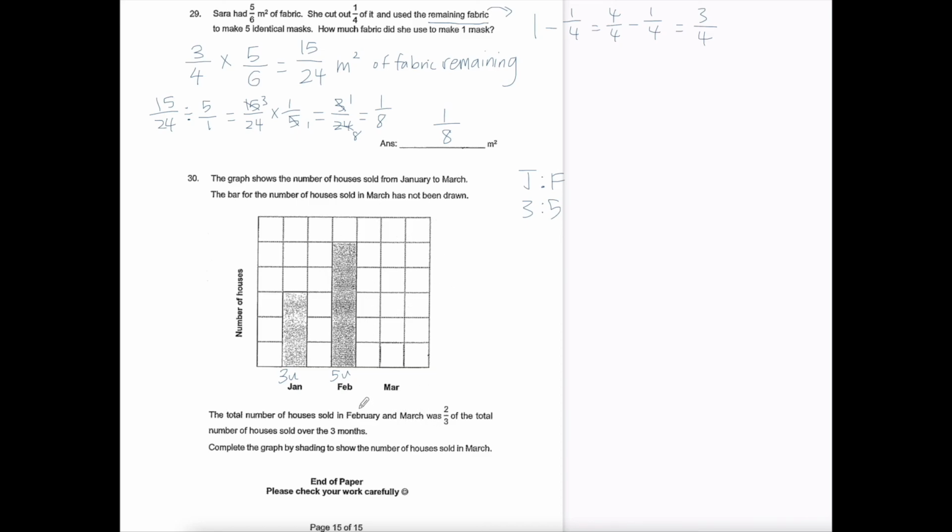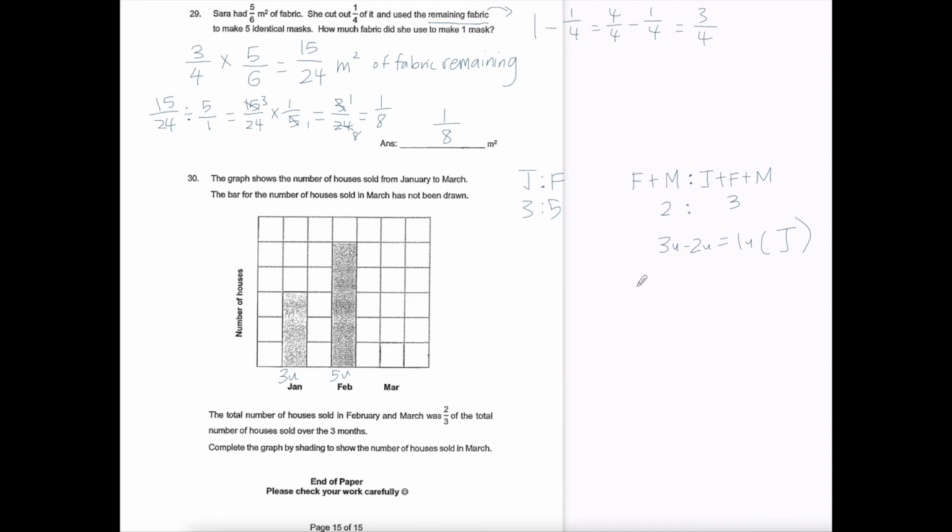Now let's get some information from the statement. The number of houses sold in February and March was 2/3 of the total number of houses sold over 3 months. So February plus March is to the total, January plus February plus March, as 2 is to 3. From here we can take 3 units minus 2 units equals 1 unit, and that 1 unit is my January.